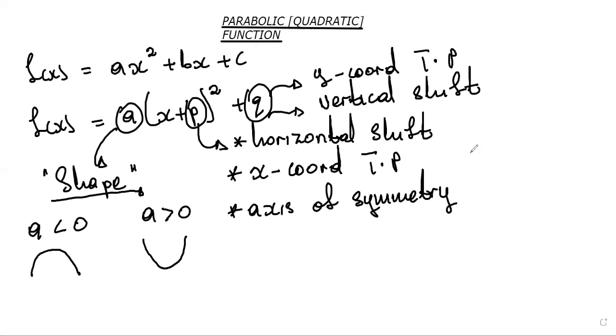Now, to be specific, if we look at the last two here, how do we find this x coordinate of the turning point? Then you know that we take what is inside the square, which is x plus p, and then we equate this to 0. So it means the x coordinate of the turning point will just be negative p, like that. So that's how you find it.